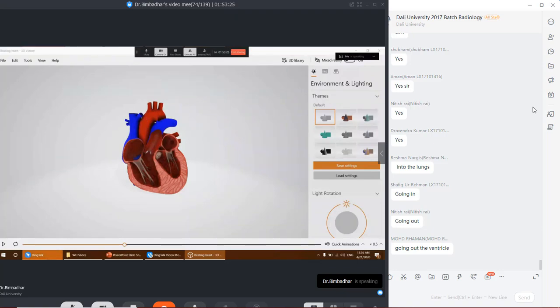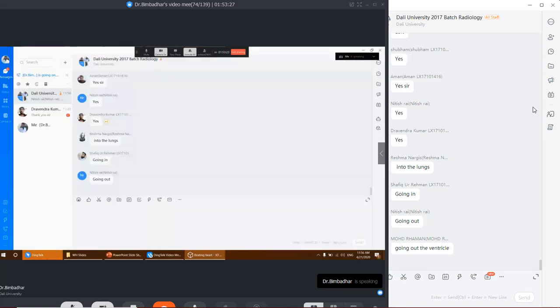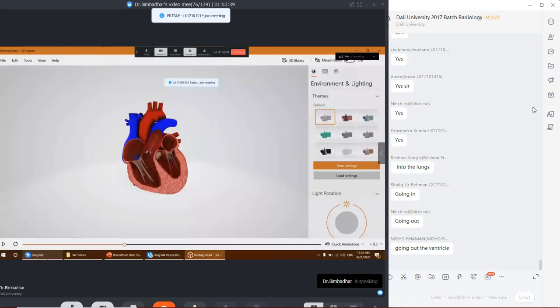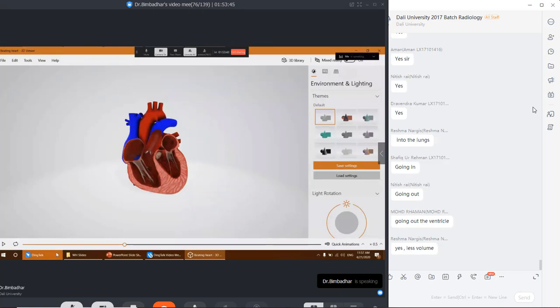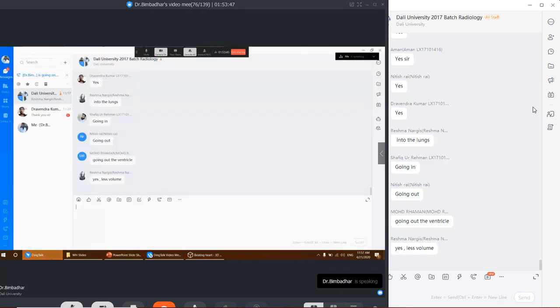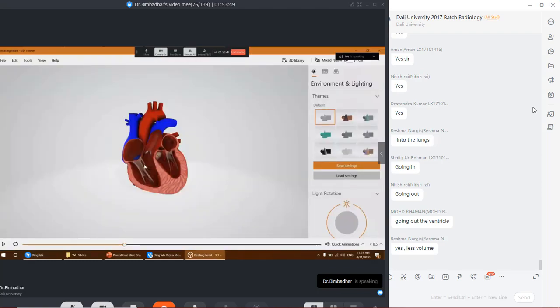So what is the condition? Going out of the ventricle is high. No, it is not high. It is reduced. Yes or no? The blood going out from this ventricle is reduced. Yes, less volume. So which one are dependent on this?